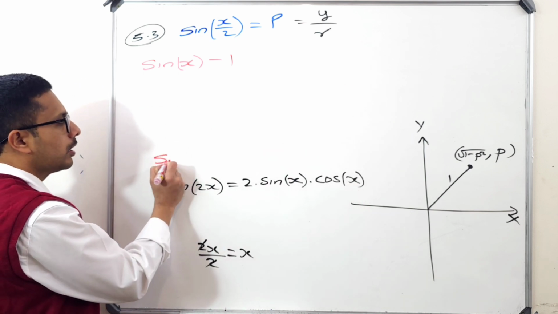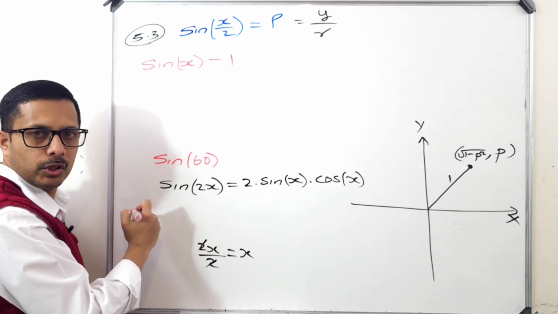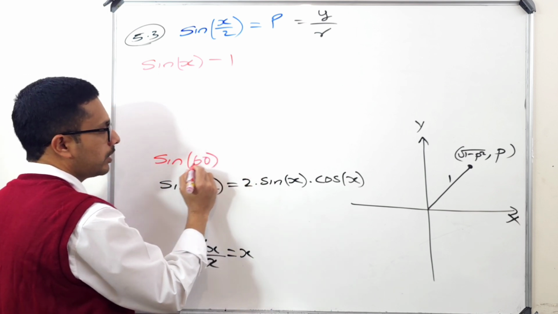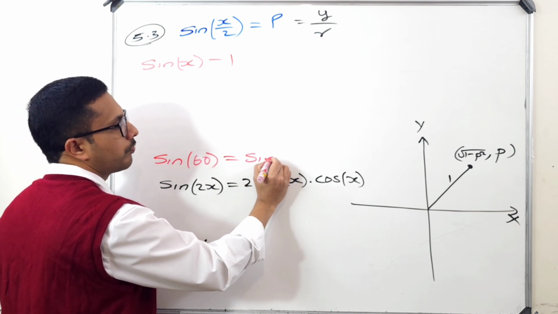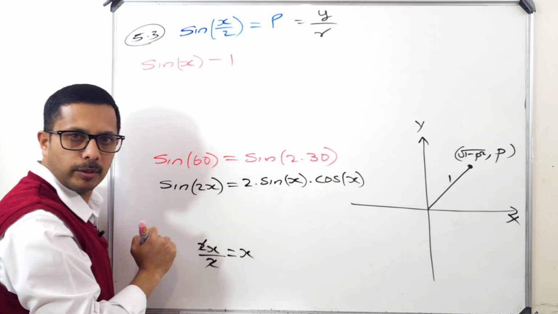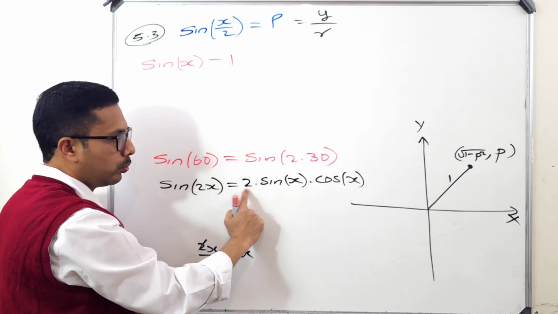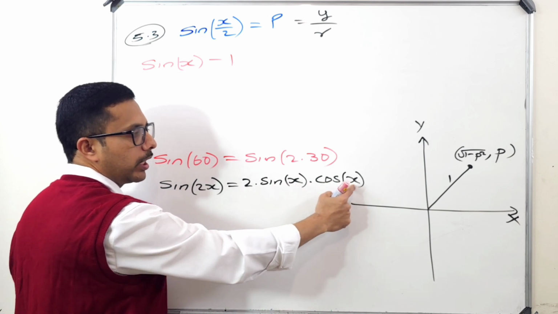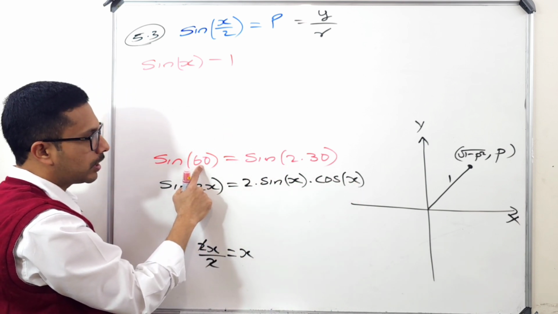Here for example, sine of 60. How can I write this sine of 60? Is it not sine of 2 times 30? Am I right? So this is a double angle. So how can you write it? 2 sine 30 cos 30. Am I right? So here you can see that half of 60 is 30.